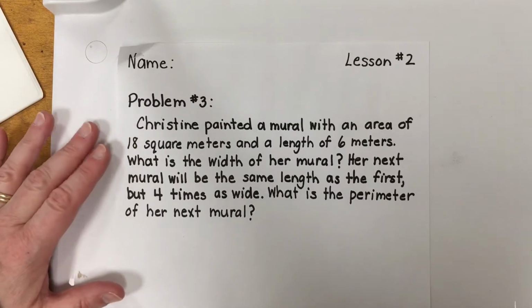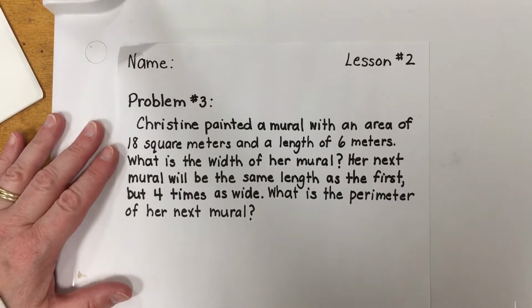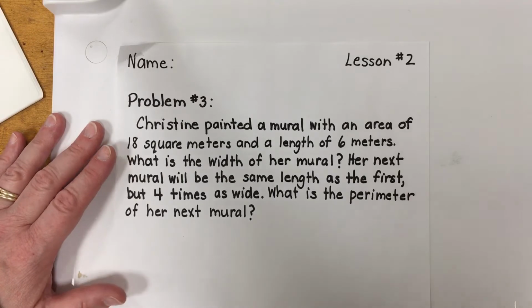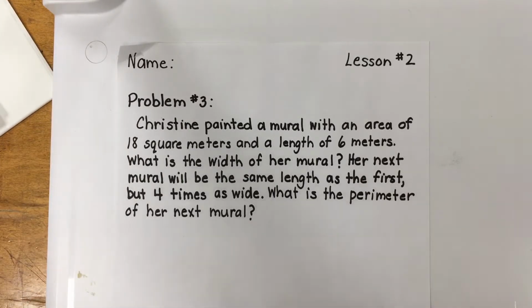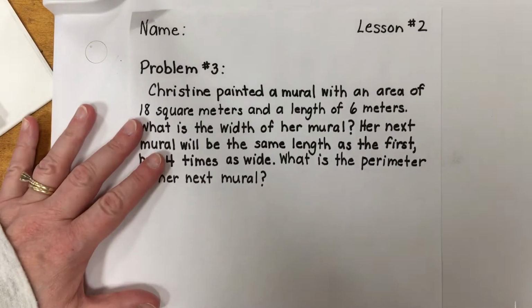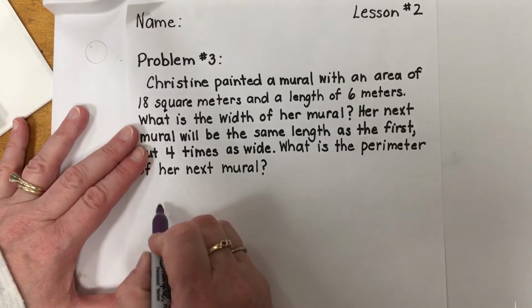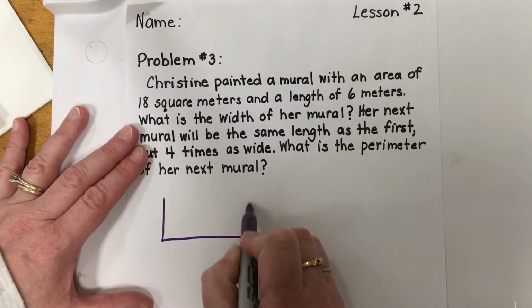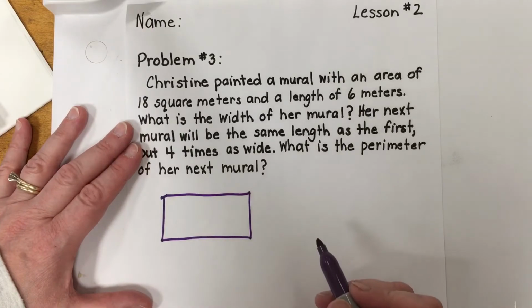Number 3 says, Christine painted a mural with an area of 18 square meters and a length of 6 meters. What is the width of her mural? Her next mural will be the same length as the first, but 4 times as wide. What is the perimeter of her next mural? All right, well, I know murals are drawings, and they are usually rectangles. So I'm going to draw a rectangle.